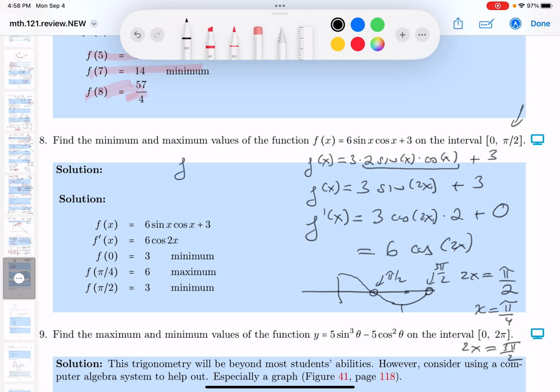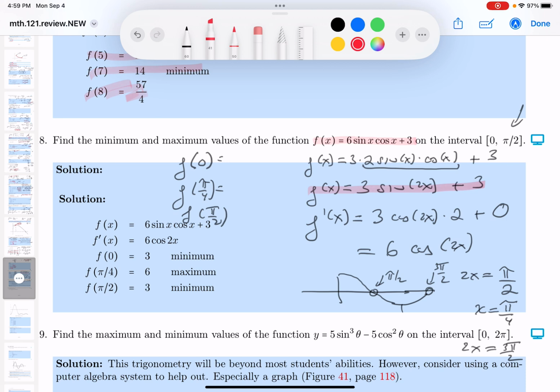I have to look at f of the beginning, which is 0. I find one critical value, and that was at pi over 4. We'll do that momentarily. And I have to do f of pi over 2. F of 0 is easy to do, and this is where you're plugging it in. Whatever you like, if you want to plug it in, that's fine by me. I'm going to plug it in here, because that's easiest for me.